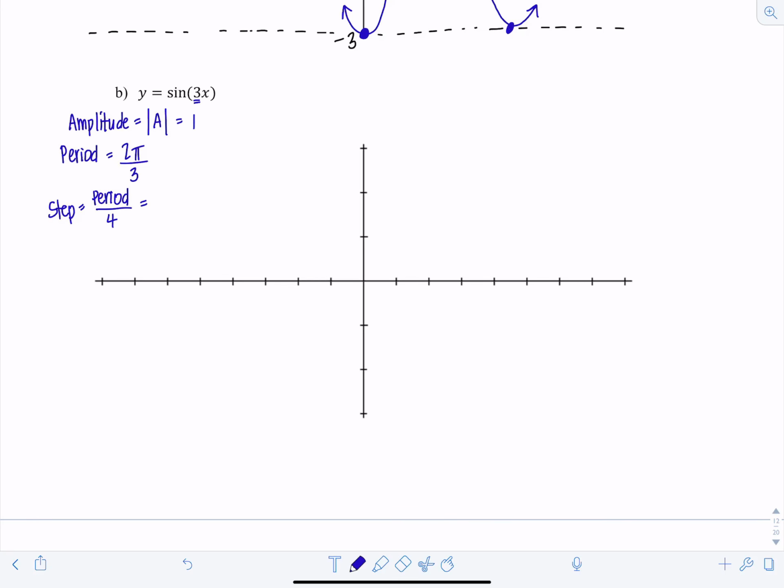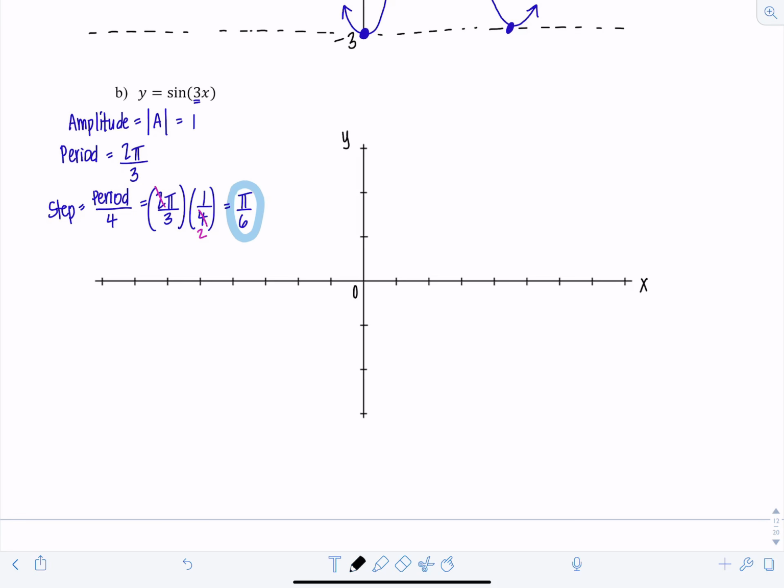So the easiest way to do that when you have a fraction, if I have 2 pi over 3 and I want to divide by 4, just think of multiplying by 1/4, right? So then we can cancel this 2 with the 4. So this is going to be pi over 6. Okay, and that's it. So what we're going to do is label our axes. So here's the x-axis, here's the y-axis. I'm going to start at 0, and then I'm going to keep counting the step. So the step is pi over 6 until I have 5 key points.